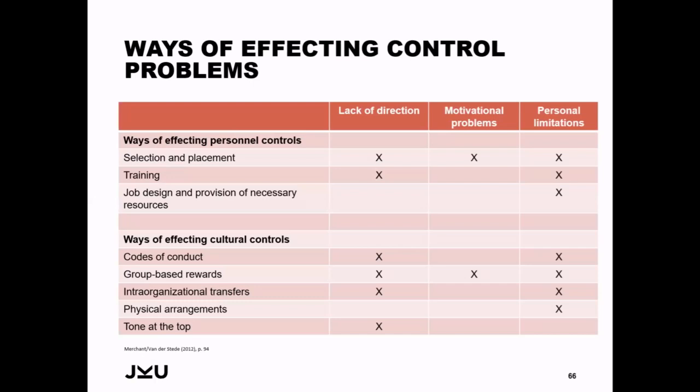This is one last slide that shows the lack of direction, the motivational problems or lack of motivation and the personal limitation, and how it affects personal controls and cultural controls. And we see that we have a lot of lack of direction, naturally also personal limitation, and that especially within personal controls and cultural controls, it's hardly ever any motivational issue based on Merchant and van der Stede.